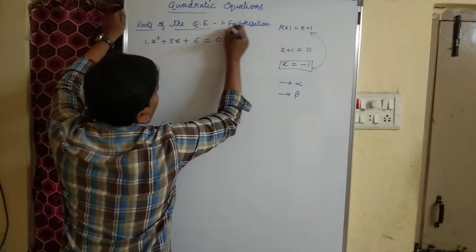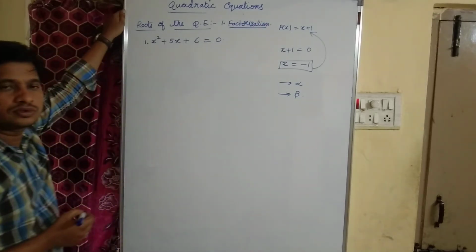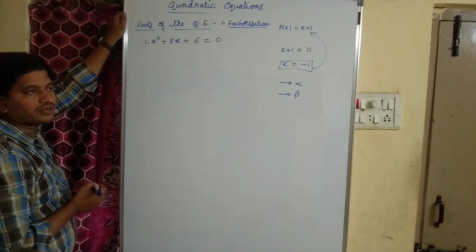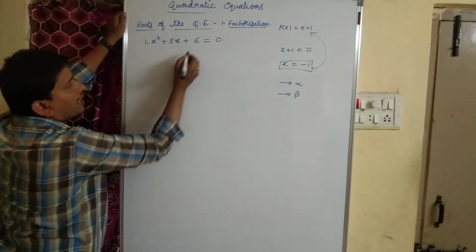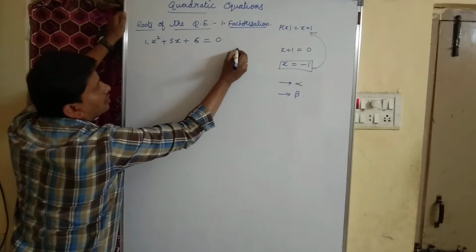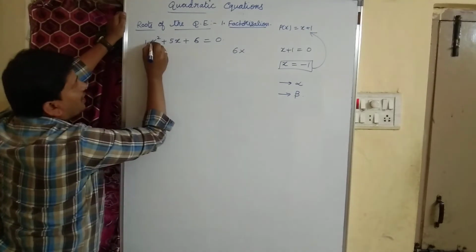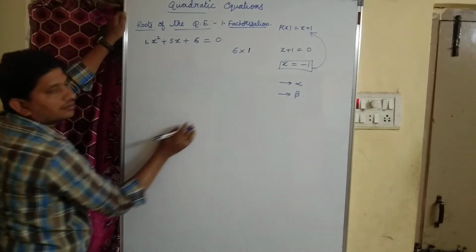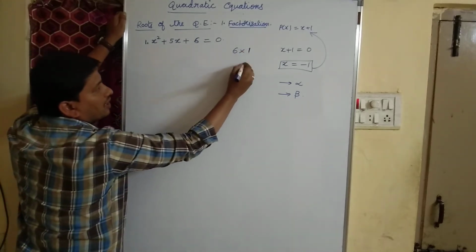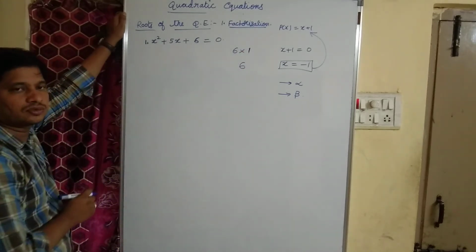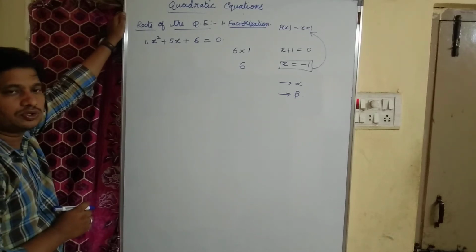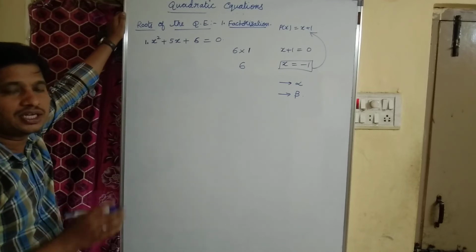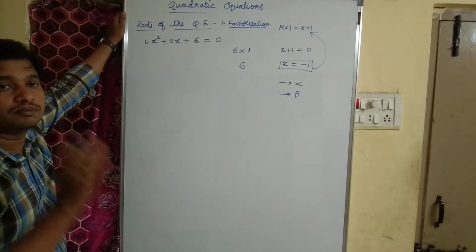Let us use the factorization method. We know that when finding the roots of a quadratic equation, first we need to multiply the constant by the x square coefficient. What is the x square coefficient? 1. So 6 into 1 is equal to 6. Factorization is also called splitting the middle term.